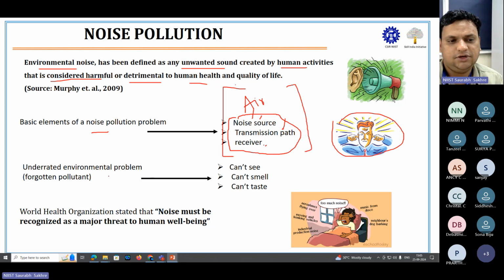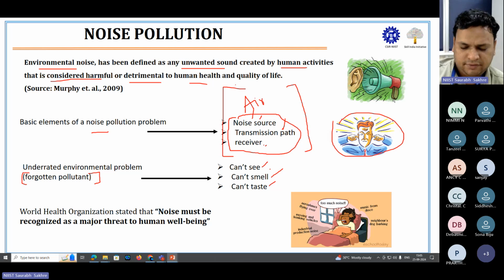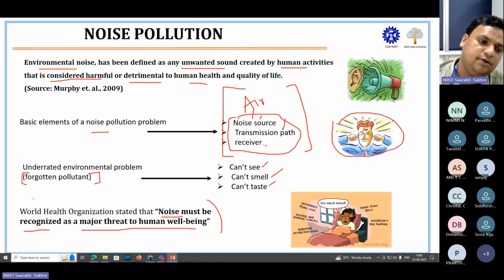Now, until now, noise pollution was an underrated problem. It was often called a forgotten pollutant also. Why? Because you can't see noise, you can't smell noise, and you cannot taste it also. That's why many times it was considered a forgotten pollutant, though it is a pollutant. Now, there are various reports which state that noise must be recognized as a major threat to human well-being. And let me tell you very honestly that noise pollution seriously plays a role.